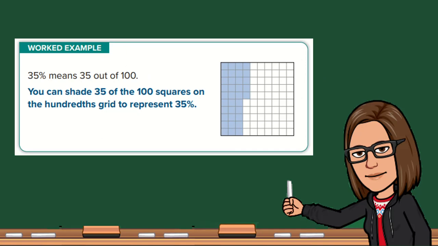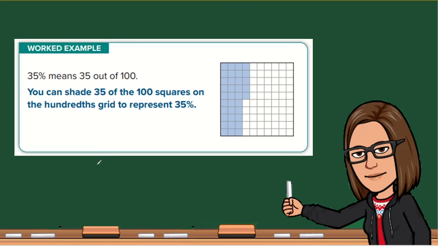Another way you can write it is 35 over 100. So you can also write it as 35 over 100, which is the same as 35%. And we are not to decimals yet, but I'm going to show you it. It's also the same thing as saying 0.35 or 35 hundredths.